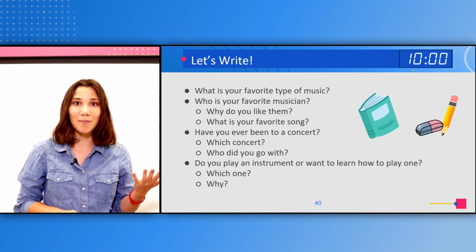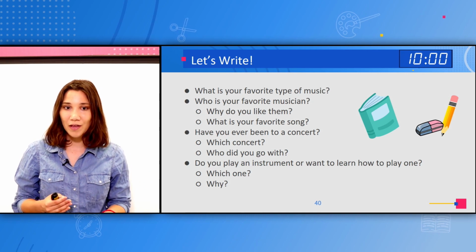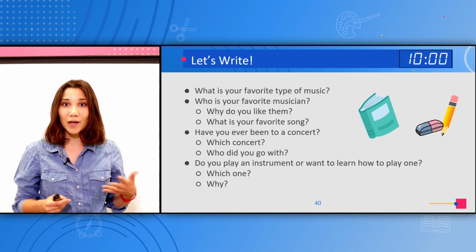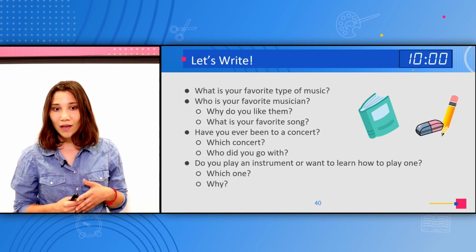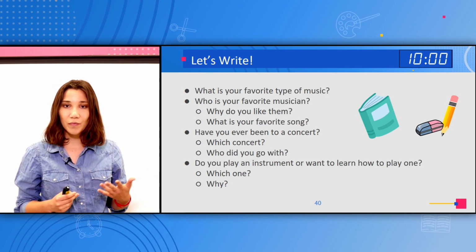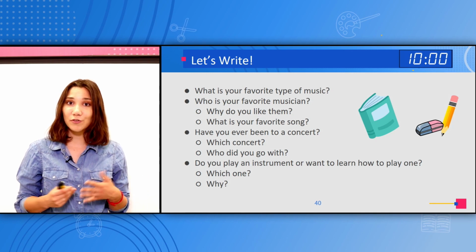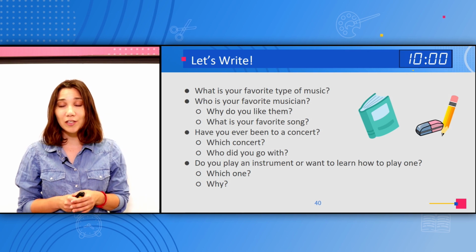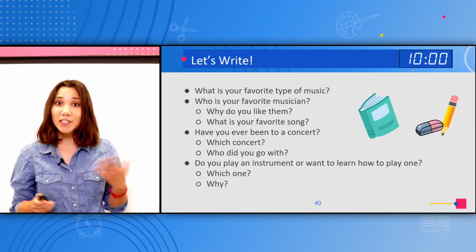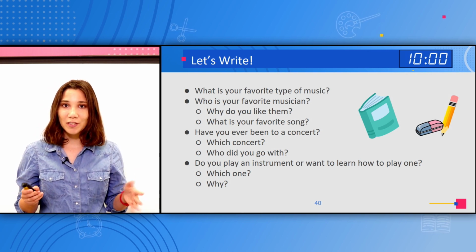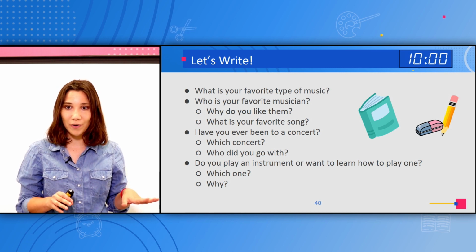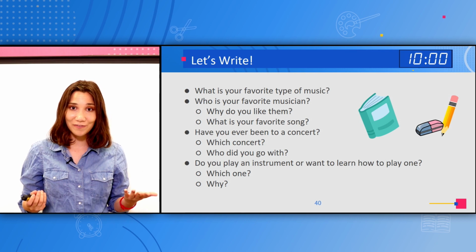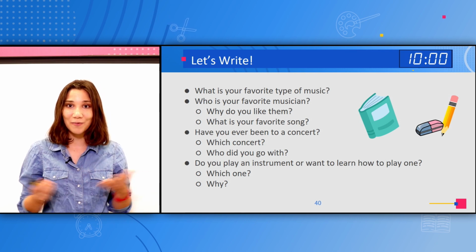Do you like pop or rock or rap? Who is your favorite musician? Why do you like them? What is your favorite song? Have you ever been to a concert? Which concert and who did you go with? And do you play an instrument or do you want to learn how to play one? Which instrument and why? So take your English notebook or your paper and you have 10 minutes to write down those questions. After you finish, we'll wrap up the lesson and we'll be done.